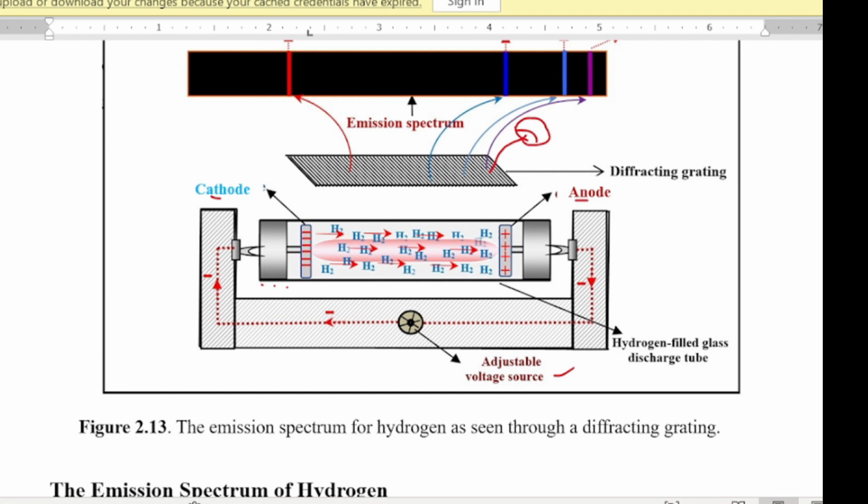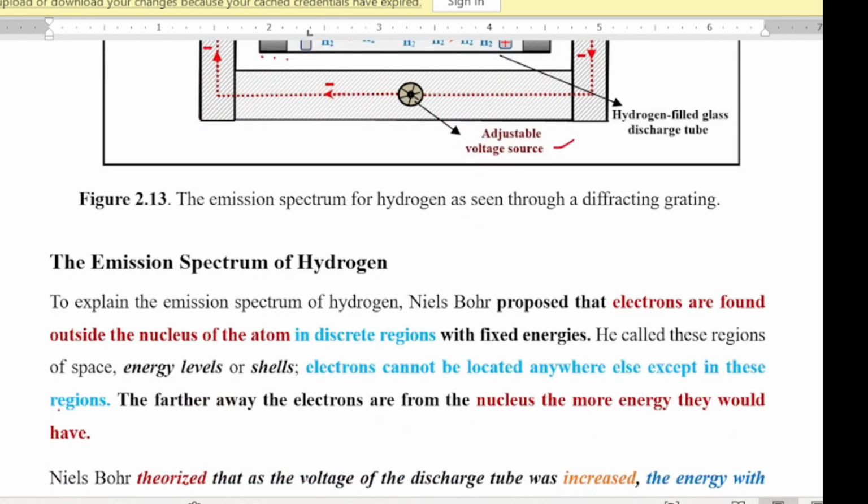So Bohr will give an explanation of that based on his interpretation of the model of the atom. So I'm going to read here for you now. To explain the emission spectrum of hydrogen, Niels Bohr proposed that electrons are found outside the nucleus of an atom in discrete regions with fixed energies. He called these regions of space energy levels or shells. Electrons cannot be located anywhere else except in these regions. The farther away electrons are from the nucleus, the more energy they'll have.